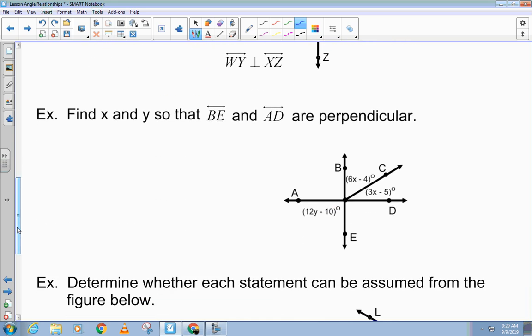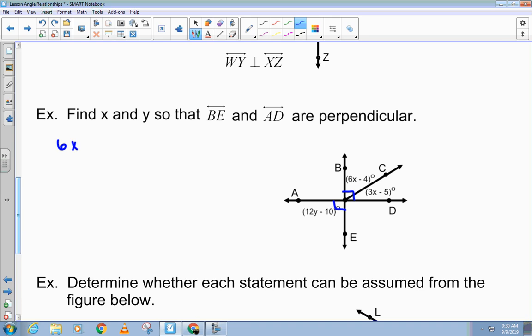Find x and y so that BE and AD are perpendicular. If BE and AD are going to be perpendicular, they're going to have to create right angles. So there needs to be a right angle here and a right angle here. I've got to figure out what the values of x and y need to be in order to make that happen. What's going to have to be true about my angles represented with an x? They equal 90 degrees, right?